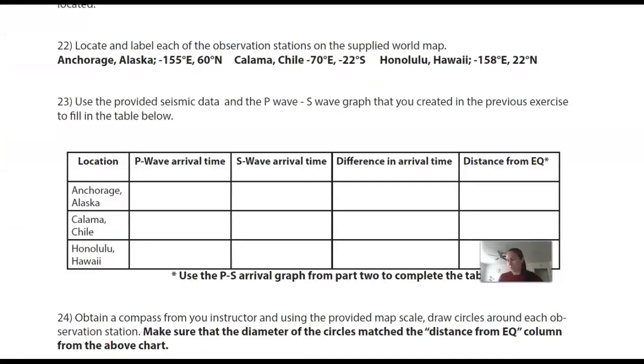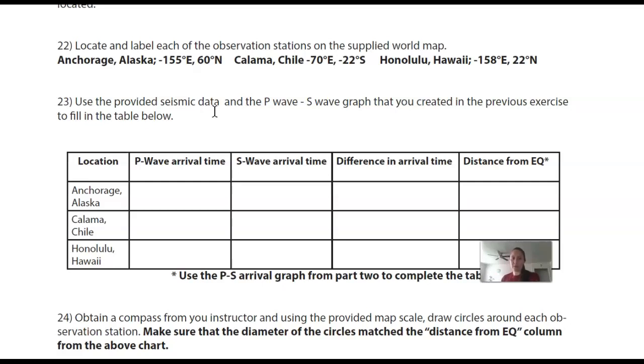So question 22 on your lab manual, here I have it labeled wrong, forgive me. But question 22 says, use the provided seismic data and the P wave and S wave graph that you have created in the previous exercise to fill in the table below. So this seismic data that he's referring to is on page 81, okay? That's figure 6. So that's the seismic data you should be referring to.